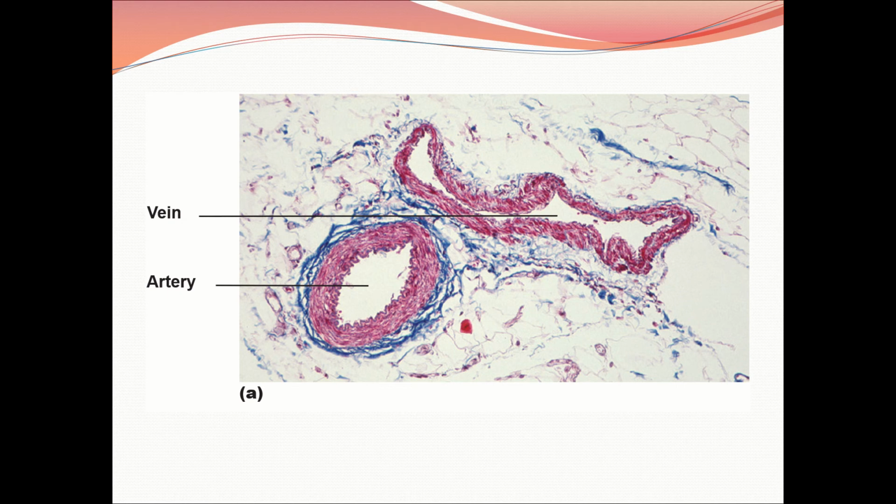This illustration shows an artery next to a vein. You can see that the artery has a thicker wall and the vein has a larger lumen. The lumen is the center of the vessel.